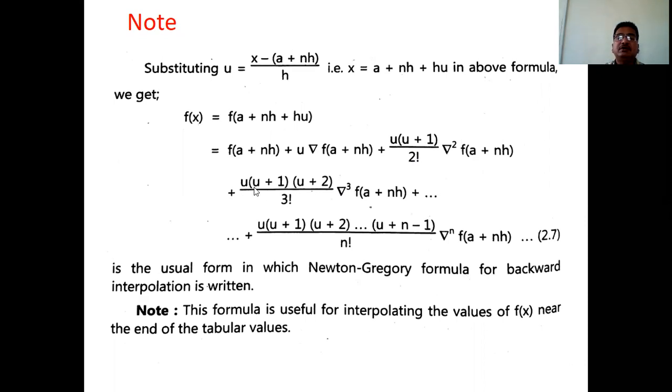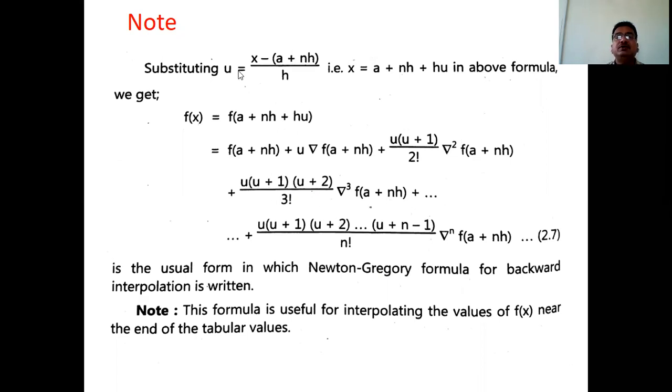Then what is the next term? u plus 1, u plus 2 by 3 factorial. In the Newton forward interpolation formula, this term is u minus 1, u minus 2 by 3 factorial. So here it is u plus 1, u plus 2 by 3 factorial, del cube f of a plus nh. And this way all the remaining terms.